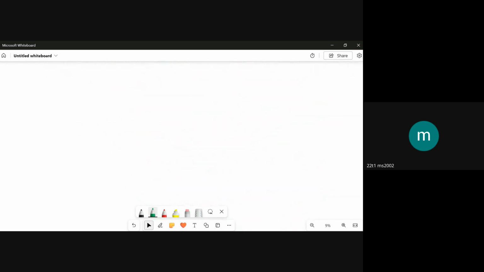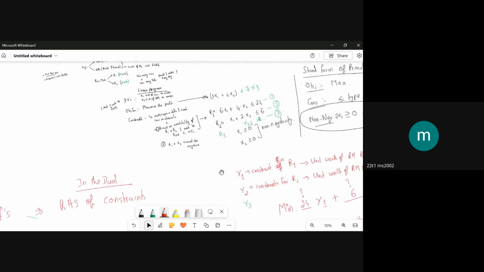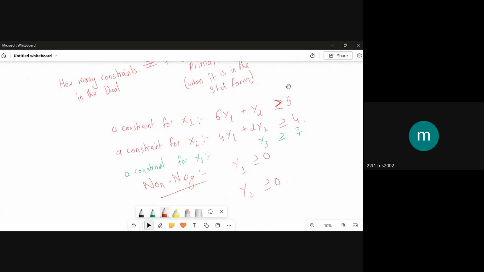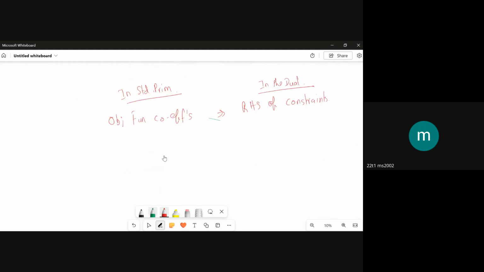So basically, keep this as your shortcut for your exams. So your shortcuts are that objective function coefficients, these become the RHS of constraints. So in the standard primal, in the dual, the objective function coefficients, which were 5, 4, 7, will become the RHS of your constraint equations. And you know that the constraints are going to be greater than, greater than, greater than. So leave that out.